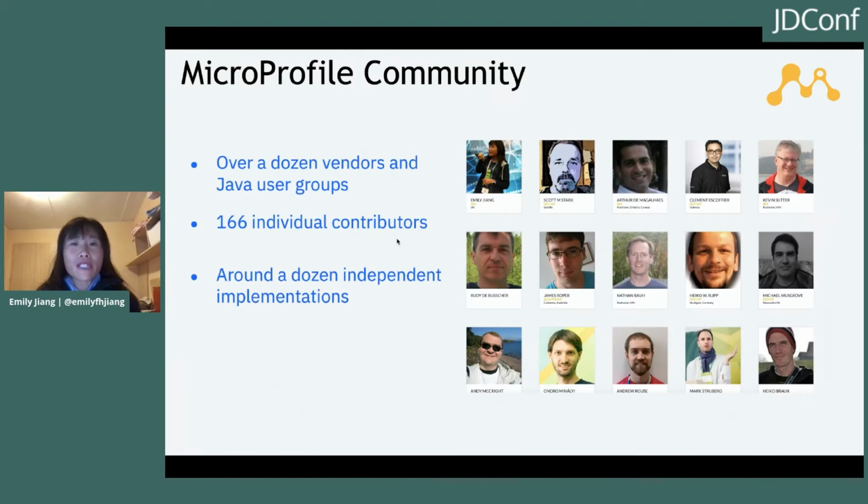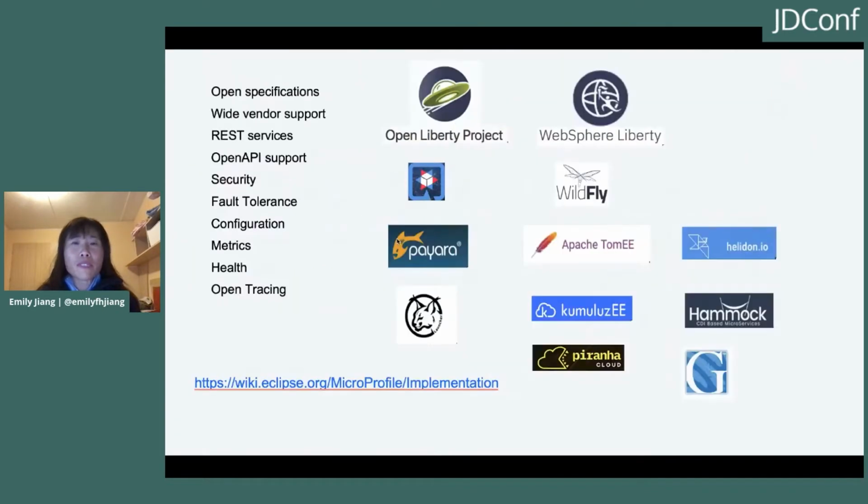The MicroProfile community is very diverse in terms of contributors and also implementations. The contributors are from many companies, including IBM, Red Hat, Payara, Tomitribe, and etc. And there are about a dozen implementations for MicroProfile. In IBM, we have Open Liberty and WebSphere Liberty. Red Hat has Quarkus and WildFly, Payara has Payara Micro, and etc. Also Tomitribe, Helidon, Fujitsu has the Apache Launcher, Kumuluz, Hammock, Piranha, and Geronimo.